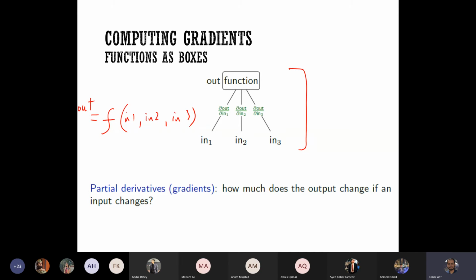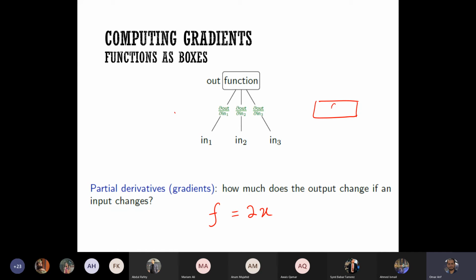So in a figure form, we can represent it like this: this is my function, these are my inputs in 1, in 2, in 3, and this is my output. So what I'm going to do is write the derivative of a simple function on the edges of this diagram. For example, let's consider a function 2x. If I want to draw it in a figure form, then this is my function f. There is only one input in this case, which is x, and this is the output, right?